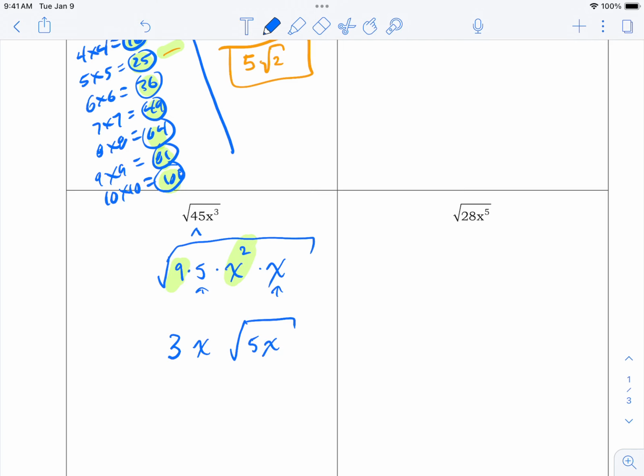So let's put the pieces back together here. See where all these pieces are going? I was able to take the square root of 9. That got me to there. I was able to take the square root of x squared. That got me to there. And then the 5 and the x are still stuck inside. They're stuck in there forever.